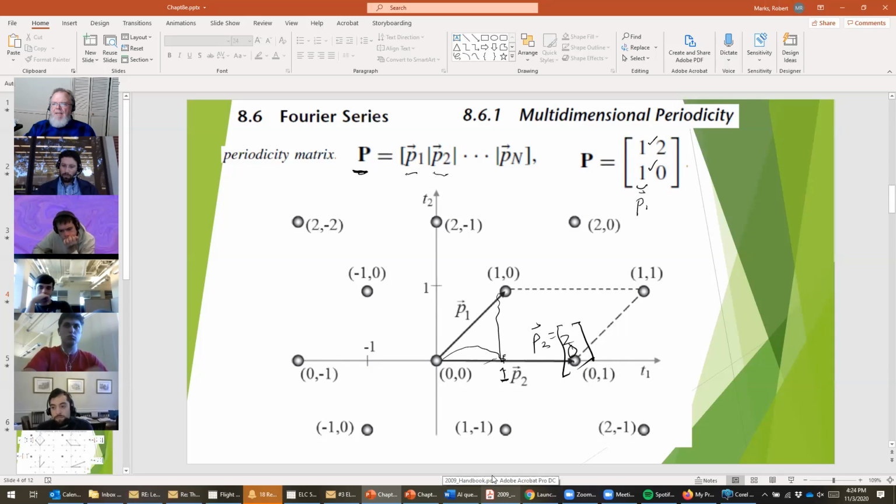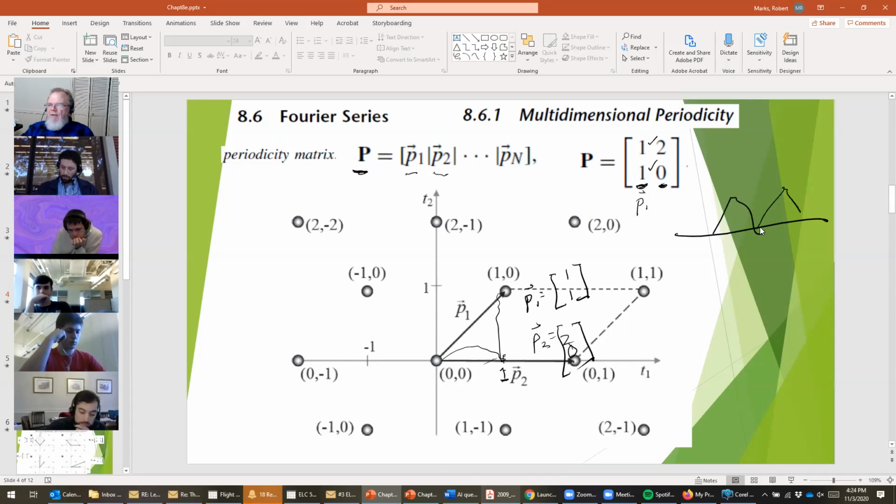Is that okay? So we're taking P1, which is equal to 1, 1, and we're taking P2, which is 2, 0, and we're simply concatenating them, laying them side by side in this animal called the periodicity matrix. And this periodicity matrix is the fundamental identity, if you will, of periodicity, and replaces the idea of a period in 1 dimension, where all we need is a period T.